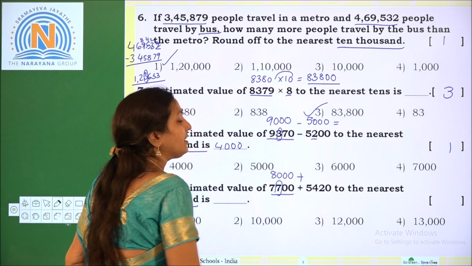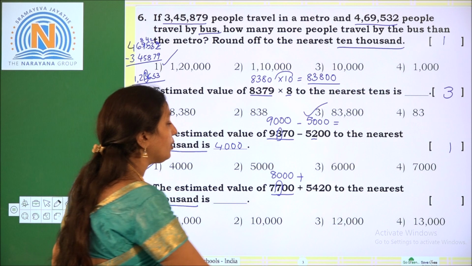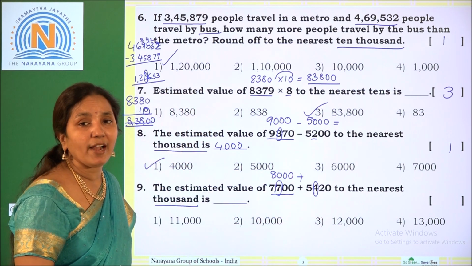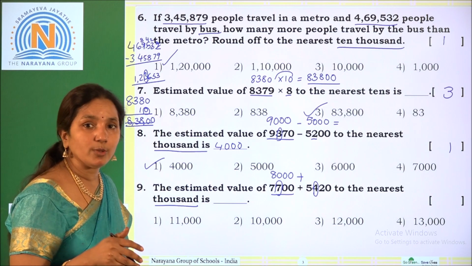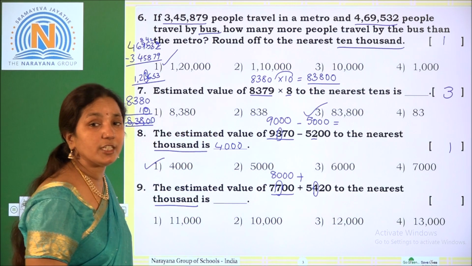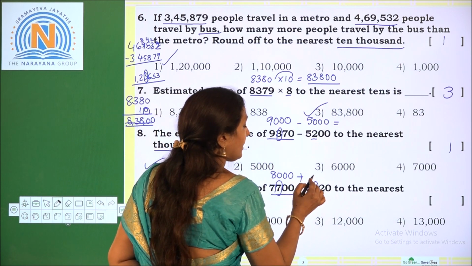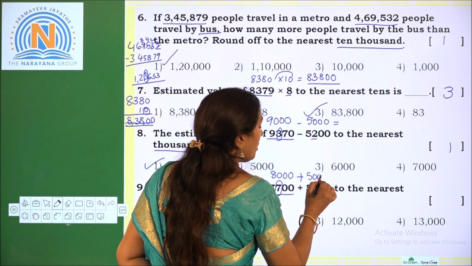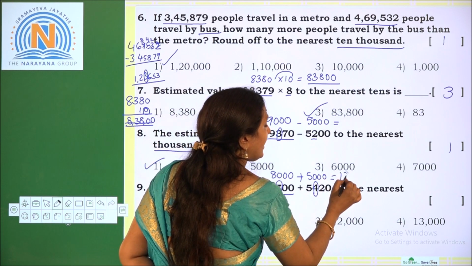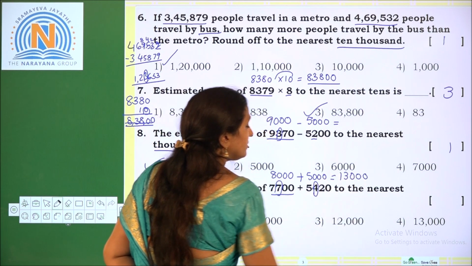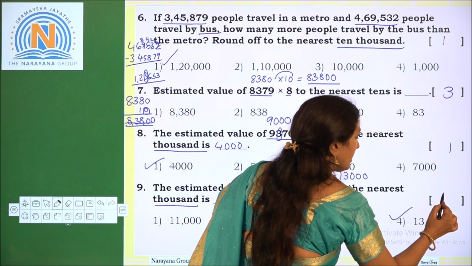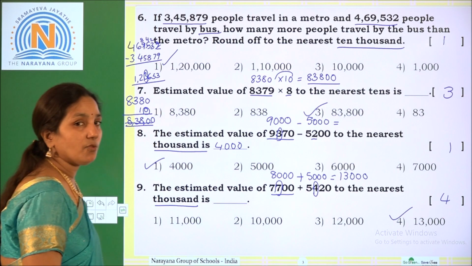Now 5,420. Look at the hundreds place, that is 4. 4 is below 5. Below 5 means we take below thousands. This number is in between 5,000 and 6,000. Below means we take 5,000. So adding 8,000 plus 5,000 we get 13,000. Which is the correct option? That is option 4. The required option is 4.